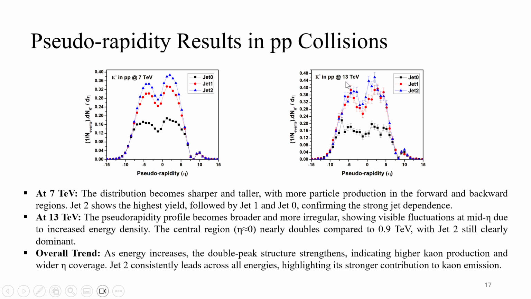And at last, at 13 TeV, the max energy, again we got some irregular fluctuations in the middle. Why? Because at higher energies we are unable to simulate a larger number of events. We just simulated 600 events here. That's why we got some errors and statistical fluctuations in this graph. But the thing is that we got a prominent broader peak as compared to previous. So what we conclude is that as the energy increases, the Kaon production also increases with a wider peak.